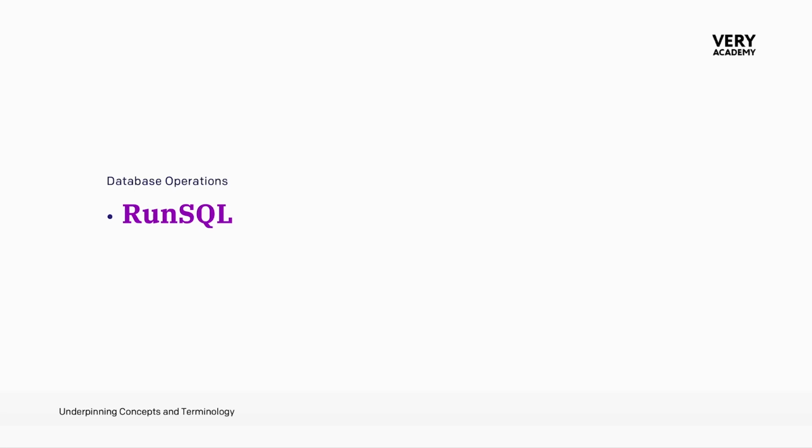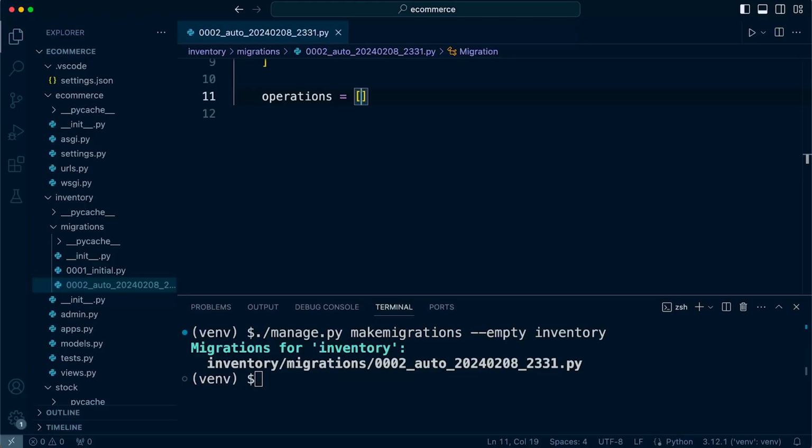Okay, so in Django, the RunSQL operation is a migration operation that allows us to execute raw SQL queries as part of the database migration. This operation is particularly useful when you need to perform database schema changes or database migrations that cannot be expressed using Django's ORM or built-in migration operations. The RunSQL operation is primarily used then for executing raw SQL queries against the database.